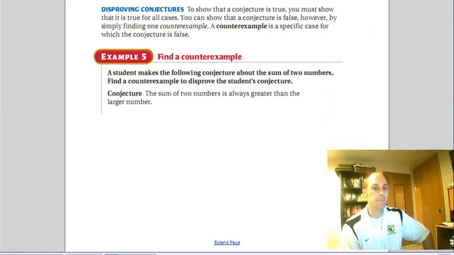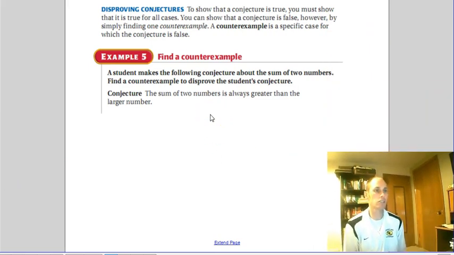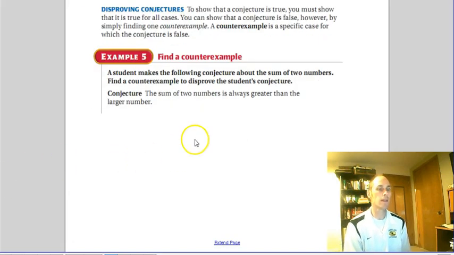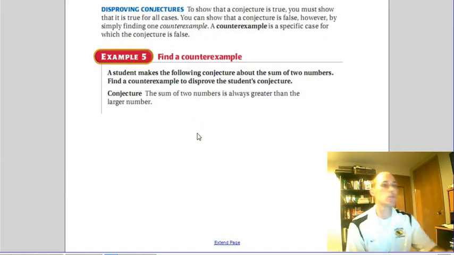Okay, so if you are looking at a conjecture, in order to show that a conjecture is true, you need to show that it works for every single case. If you can find that there's just one way that it doesn't work, that's known as a counterexample. That shows that the conjecture is false. So as we look at the previous example, my conjecture was the sum is even. Well, here's my counterexample, 14, 15, and 16. That disproves that conjecture. Okay, so all it takes is one counterexample to prove a conjecture wrong.